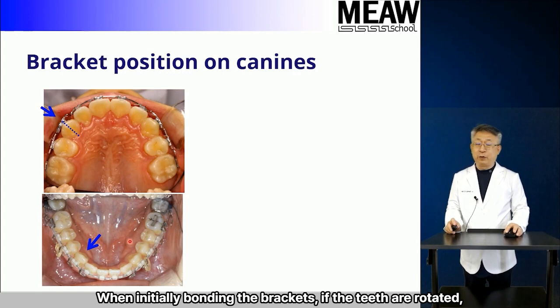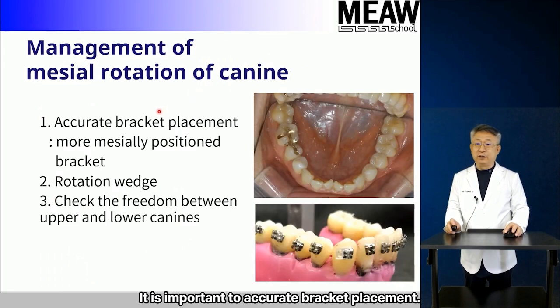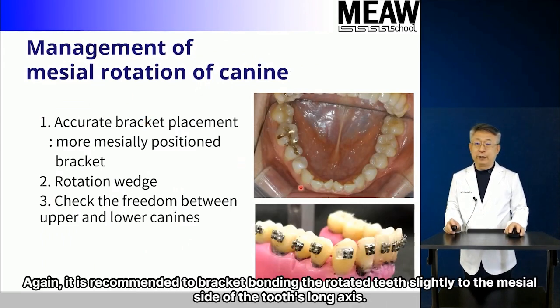When initially bonding the brackets, if the teeth are rotated, it is recommended to attach them slightly to the mesial side rather than the center, as an overcorrection concept. It is important to place brackets accurately. Again, it is recommended to bond brackets on rotated teeth slightly to the mesial side of the tooth's long axis.